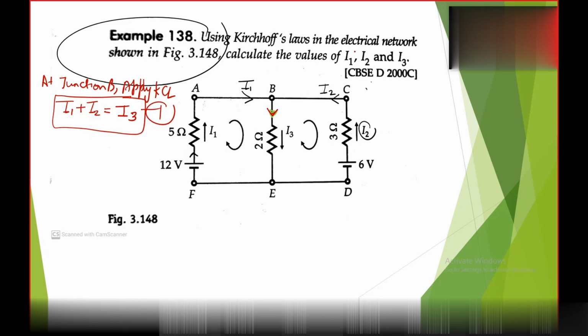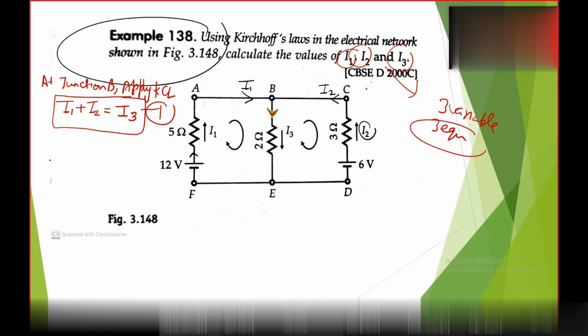Actually, I want to find I1, I2 and I3. It means we have three variables, and for solving three variables, I need at least three equations. Without three equations, I can't find the values of I1, I2 and I3. So we need to find three equations here. The first equation we have framed: I equal to I1 plus I2, so I1 plus I2 will be equal to I3.